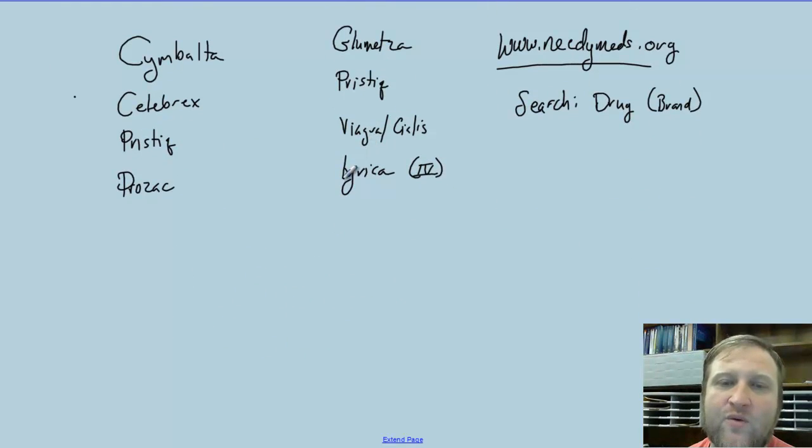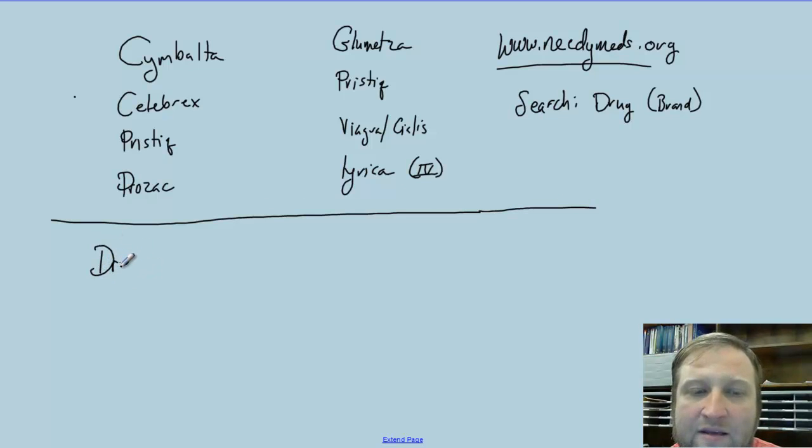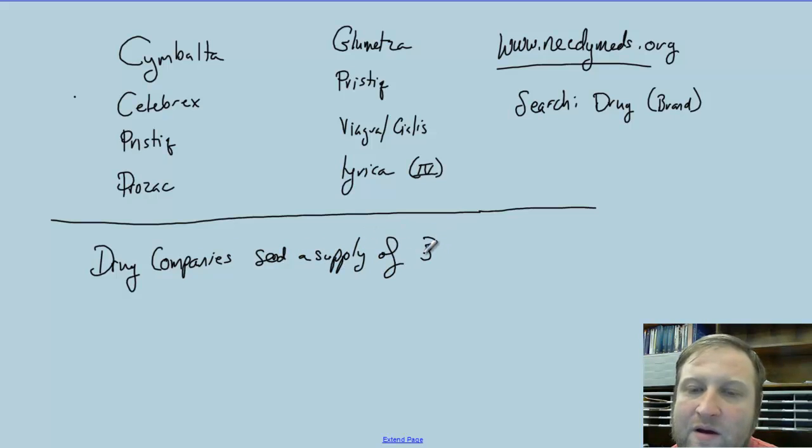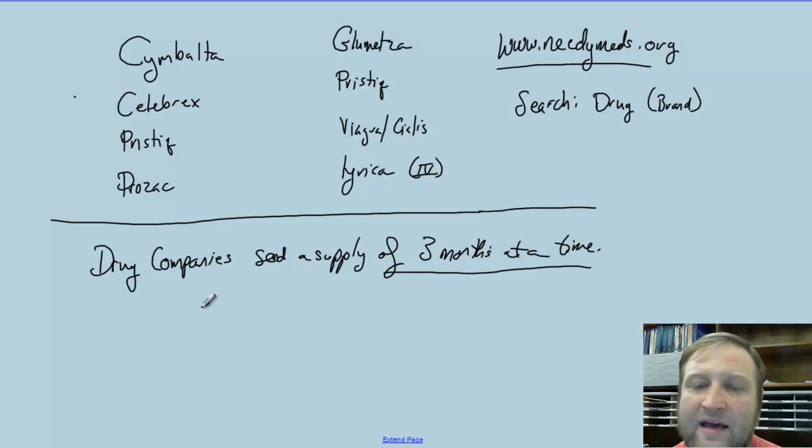Before we go into how to translate prescriptions written for PAP oral medications, let's just talk about the idea of patient assistance programs. The first idea that I want to emphasize to you is that the drug companies will send a supply of 3 months at a time. So they send a 3-month supply. So we're thinking 3-month supply.